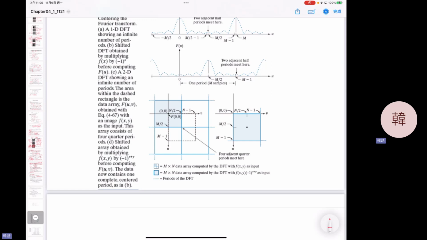This is a filter transfer function specified in a frequency domain. So it's a frequency domain here. Remember, you have to understand whether the image or signal you are looking at is in the spatial domain or frequency domain. Now we are looking at it in the frequency domain.